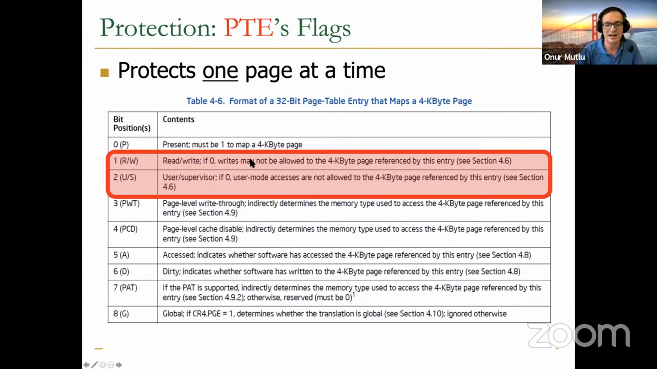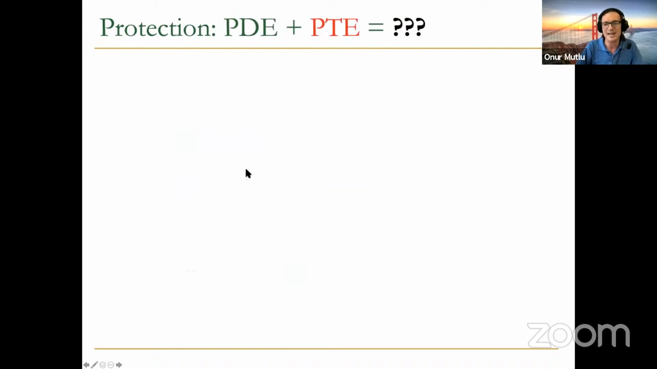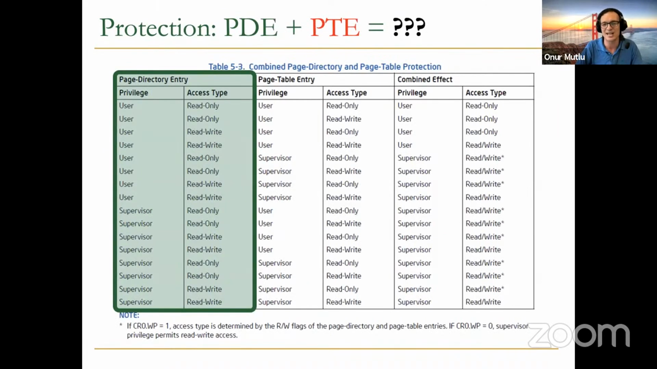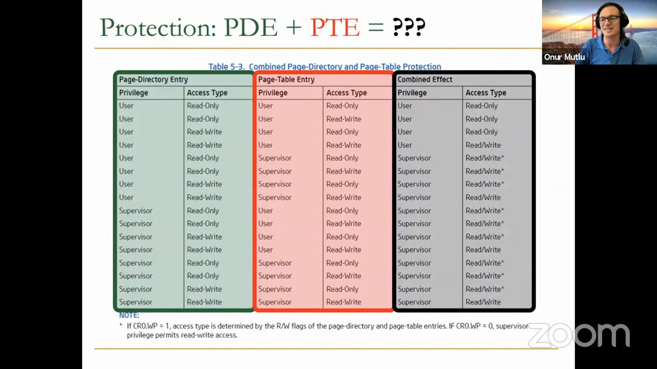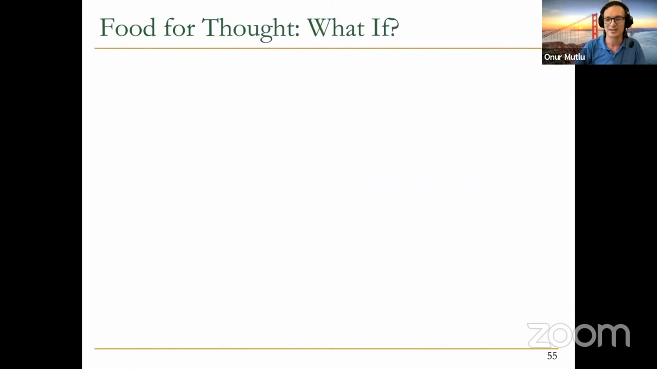I'm not going to go through all of this, but you can look at these things if you're interested. And then there are fun combinations of it. The protection is a function of the PDE plus the PTE in the end. And then you have some combined effect that is also described in the manual. Now you're starting to see how complicated things can get, right? When you have multi-level page tables, plus access control, plus different types of access control. I'm not going to go through this in detail, but you can read it.